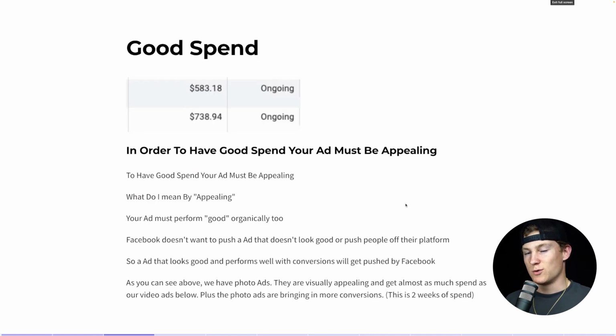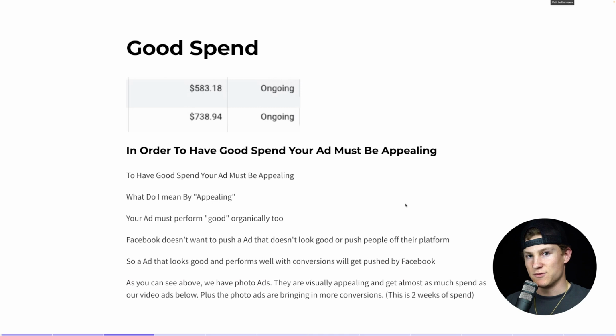So good spend. Like we just talked about, you must have good spend to actually have a scalable ad. Now, your ad may have a good conversion rate, it may have a good CPA, but it may not have good spend. That just means Facebook doesn't want to push that ad because they don't actually like that ad being on their platform, and it's not attracting people to their platform. It's actually taking people away from their platform, which is not good. They want to keep their audience on their platform. They want to keep eyeballs on their platform.